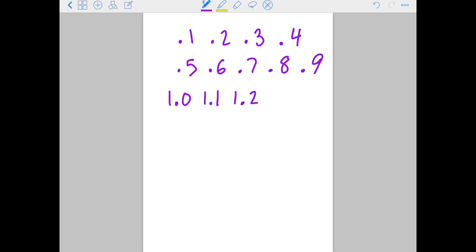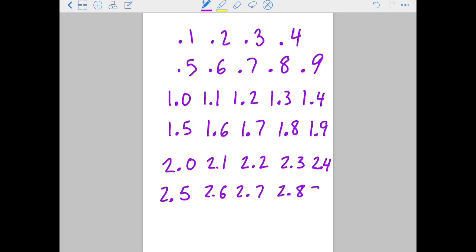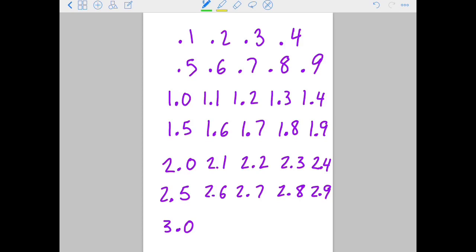1.1, 1.2, 1.3, 1.4, 1.5, 1.6, 1.7, 1.8, 1.9, 2.0, 2.1, 2.2, 2.3, 2.4, 2.5, 2.6, 2.7, 2.8, 2.9, 3.0. Now, remember, everything here at the top is less than 1. Okay, and that's going to help you a lot with today's decimals that we're going to be multiplying.